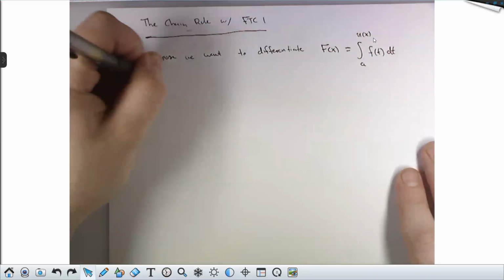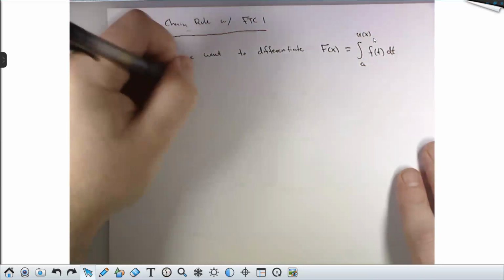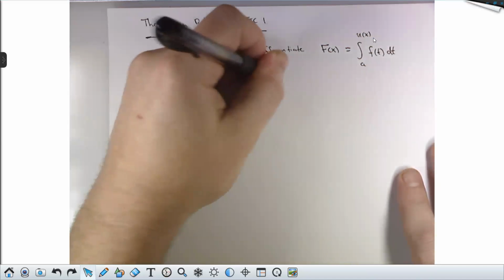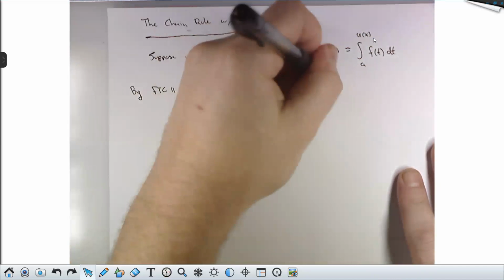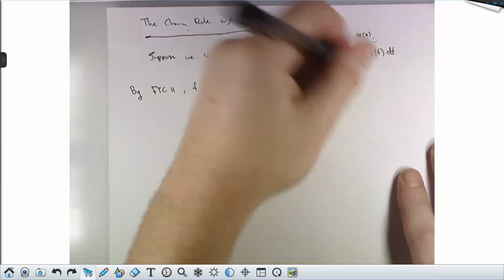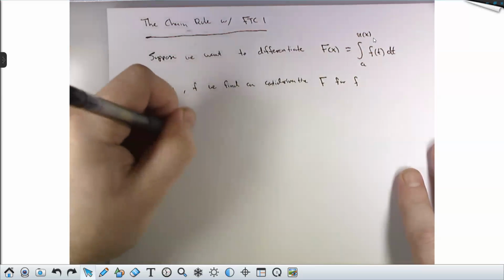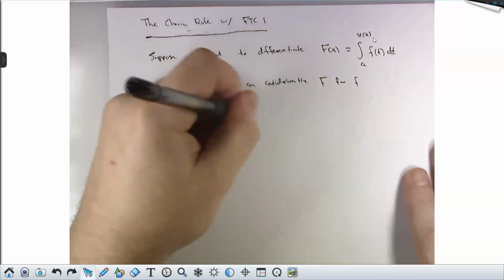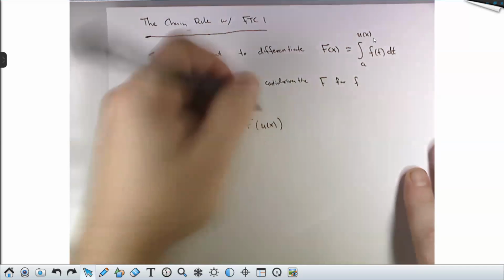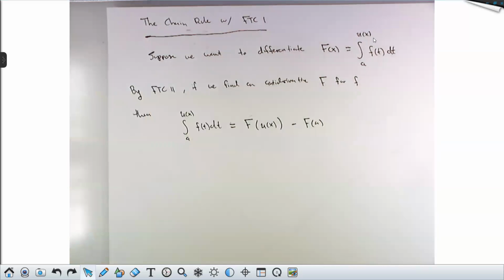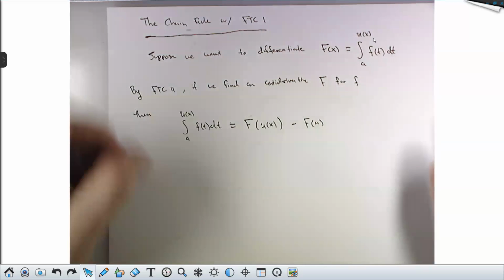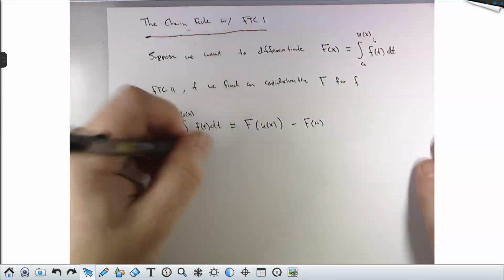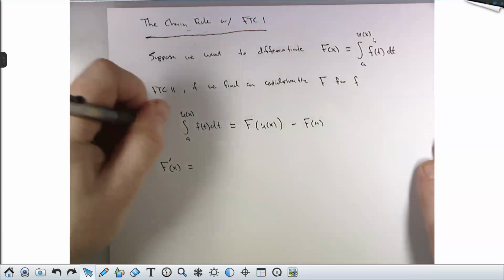Well, by FTC2, if we find an antiderivative big F for little f, then the integral from a up to u of x of little f of t dt is going to be big F of u of x minus big F of a. So the derivative would be equal to, and I should say again, this is big F of x here.